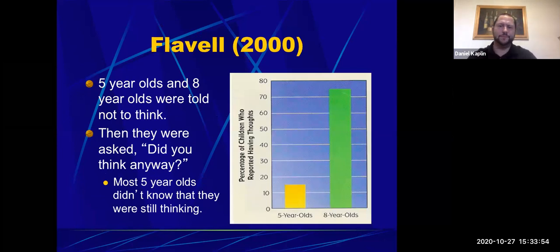So, all right. This is a Flavell study, about how you think and having awareness of knowing that you actually are still thinking. I guess that's the best way to say it. So, all right. 5-year-olds and 8-year-olds in this study were asked to not think.